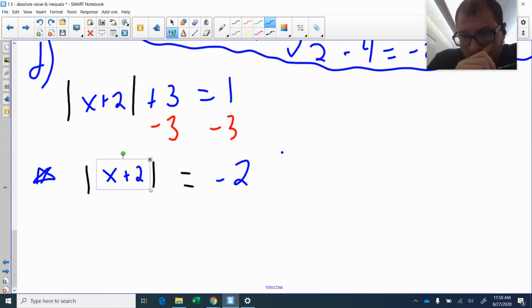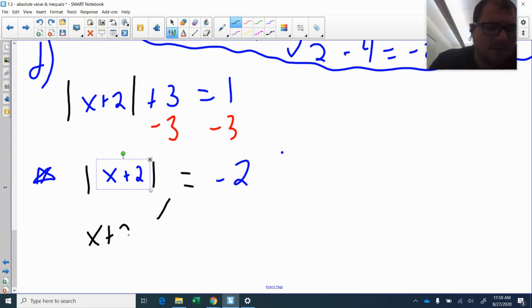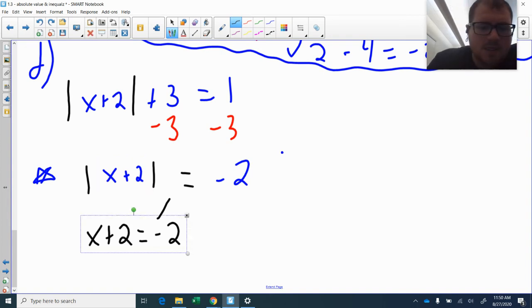So if we follow our rules, we're going to split it up and then solve each one. We have our negative answer, so the absolute value is going to go away, and we have x plus 2 equals -2. And then we have our other answer. All we have to do is switch it to a positive. X plus 2 equals +2.